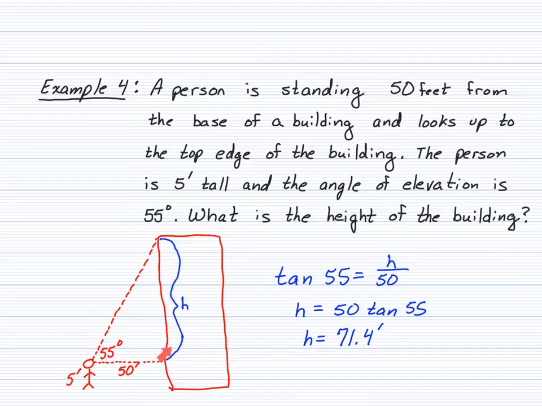Now, remember what the question asked: what is the height of the building? 71.4 feet is not the height of the building, that's the height from here to here. We have this part right here, which was the height of the person, approximately, assuming the eyes are at 5 feet. So we get an additional 5 feet, so the overall height of the building is actually 76.4 feet tall.